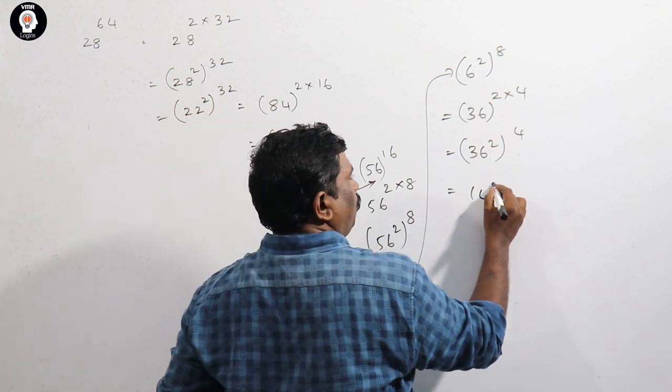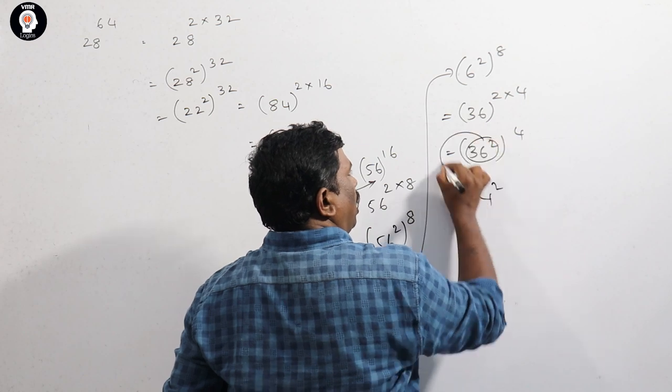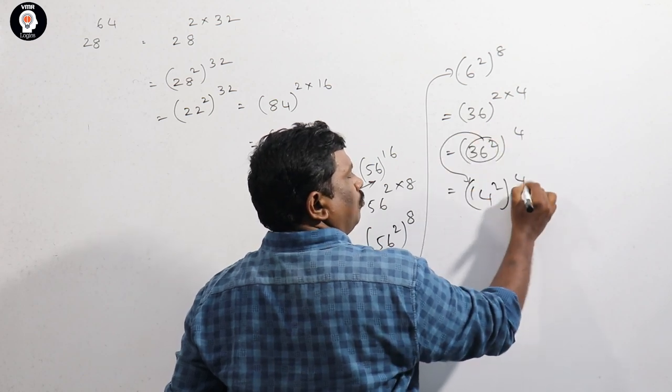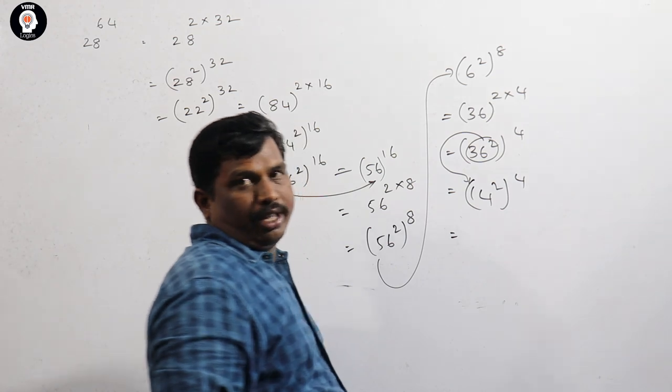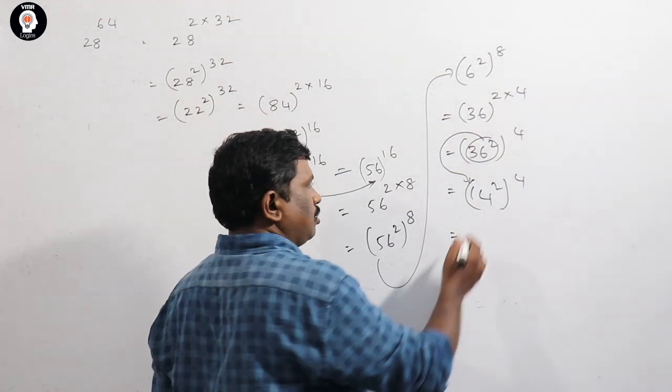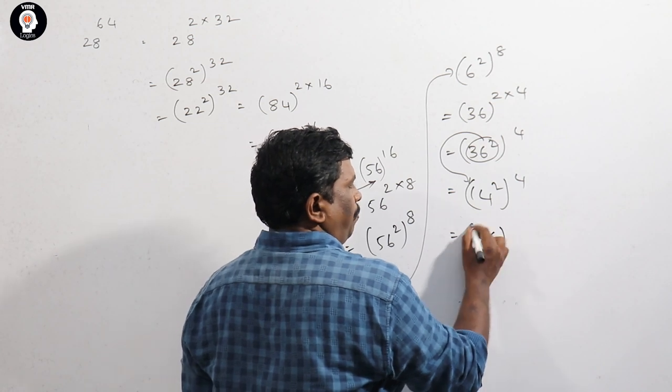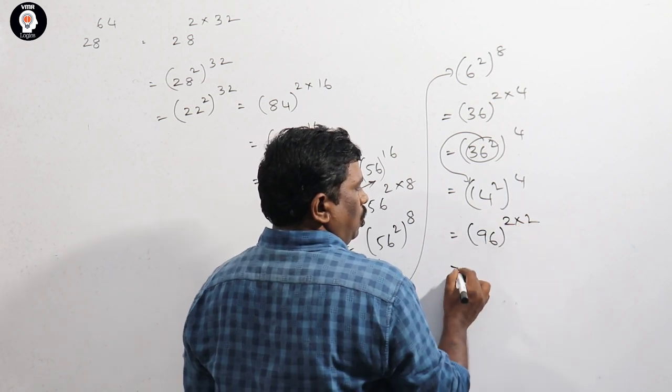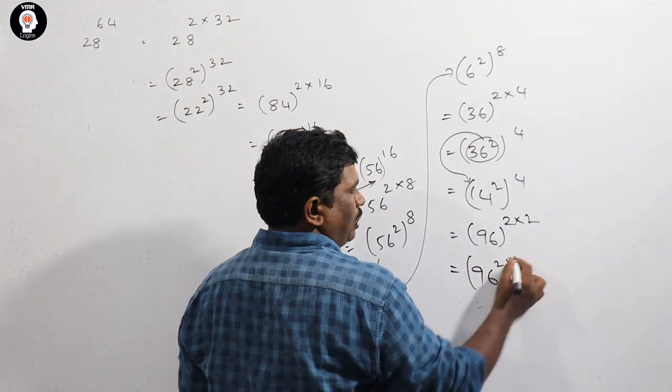36 square and 14 square have the same last 2 digits. 14 square is enough: 15 square is 225, 14 square is 196. Power 4 is there; I am writing power 4 as 2 into 2. So this is 96 square whole power 2.